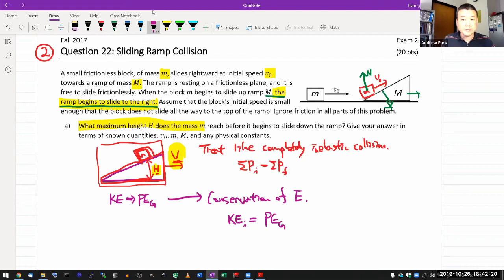And then this is the part I see students who are able to visualize forget about. There is a final kinetic energy because the ramp and the block are moving together. And that's the part you need to get in order to be able to get full credit on this part. So once you realize these key facts, then the rest of the math is pretty easy.